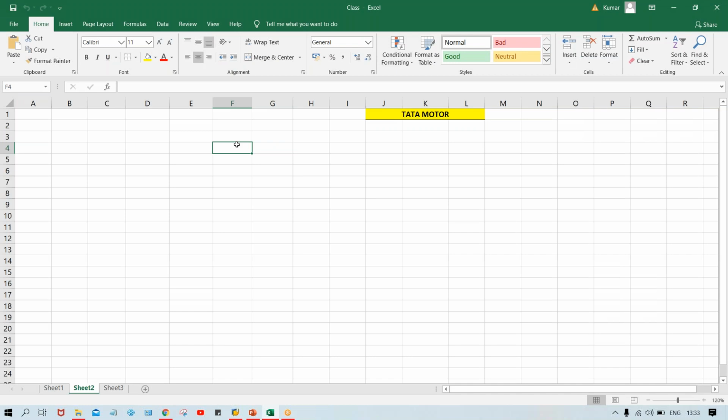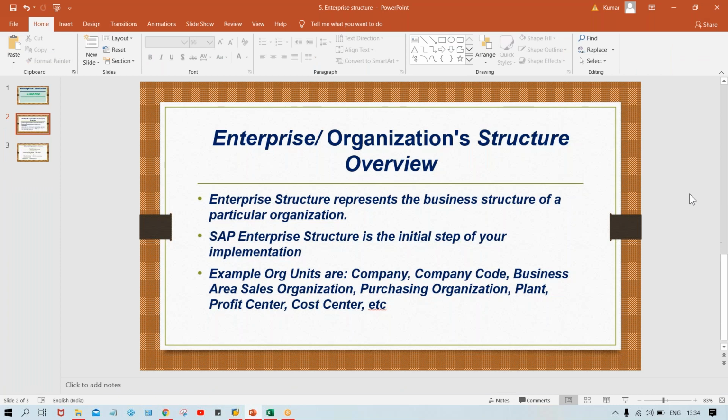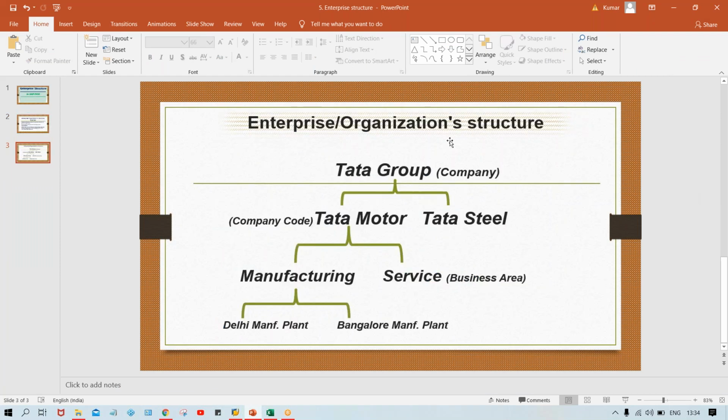Okay. Now let me quote an example here. Let's assume that Tata Motor, first of all, I'll show you some hierarchy here. Hierarchy in the sense, if we talk about enterprise structure or organization structure, look at here the hierarchy. First of all, Tata Group, a group company of course, because it has multiple subsidiaries like Tata Motor, Tata Steel, Tata Chemical, right?